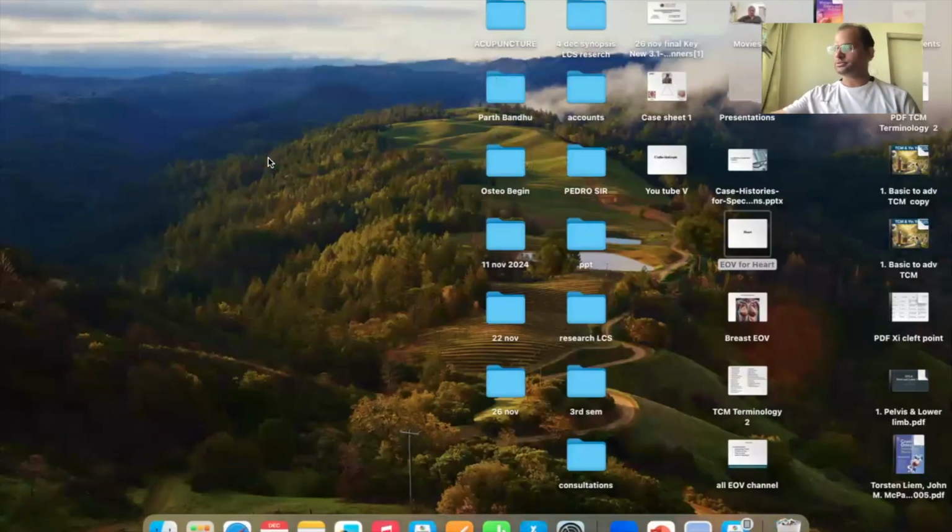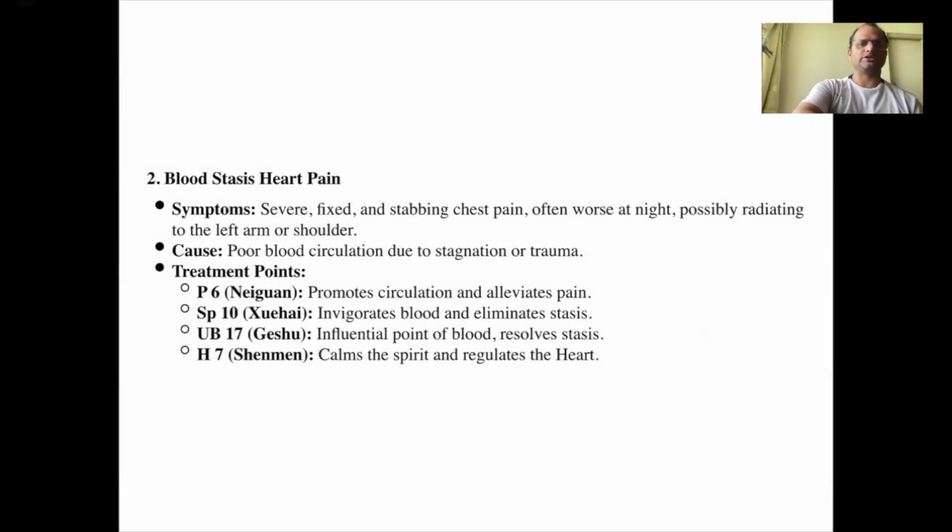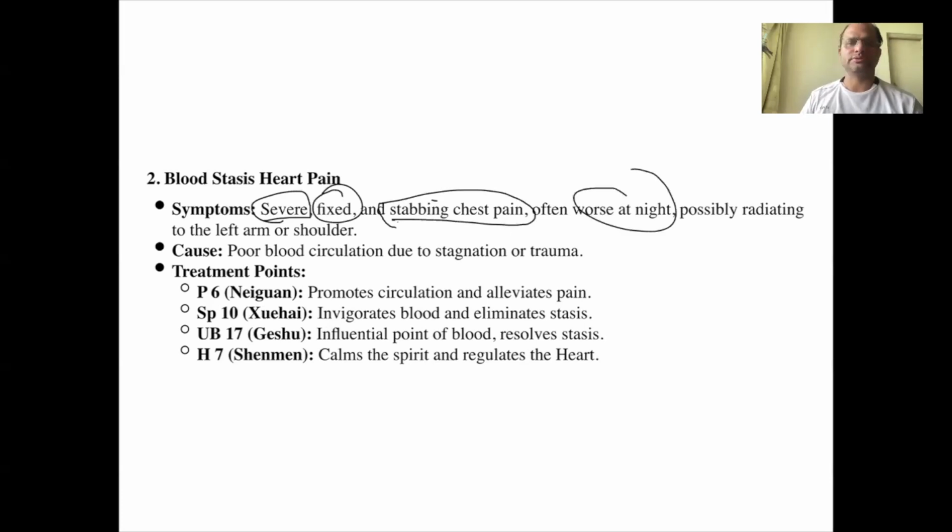I have told you many times, and I will repeat it again here. What is blood stasis? Blood stasis means severe pain in the chest, fixed pain in the chest, stabbing pain in the chest. The pain is such that it feels like someone is stabbing with a knife. Worst in the night, and it is radiating to the left shoulder. It is like a heart attack.